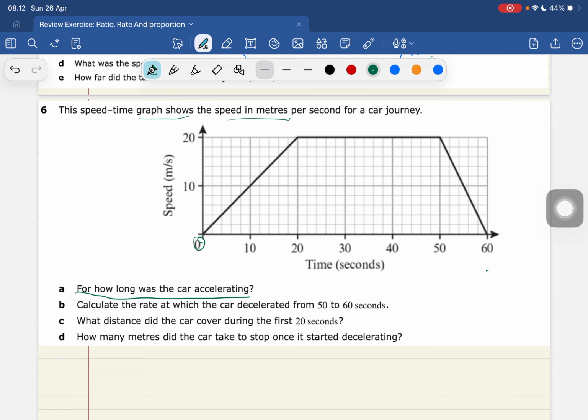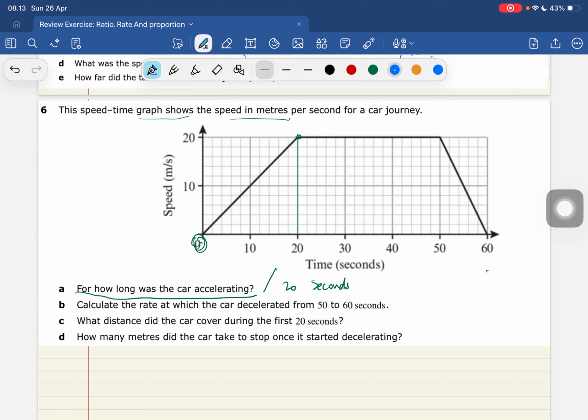A, for how long was the car accelerating? Accelerating is from down to up. So we got it from here, increasing. So here's the time from 0 to 20. So the answer is 20 seconds.